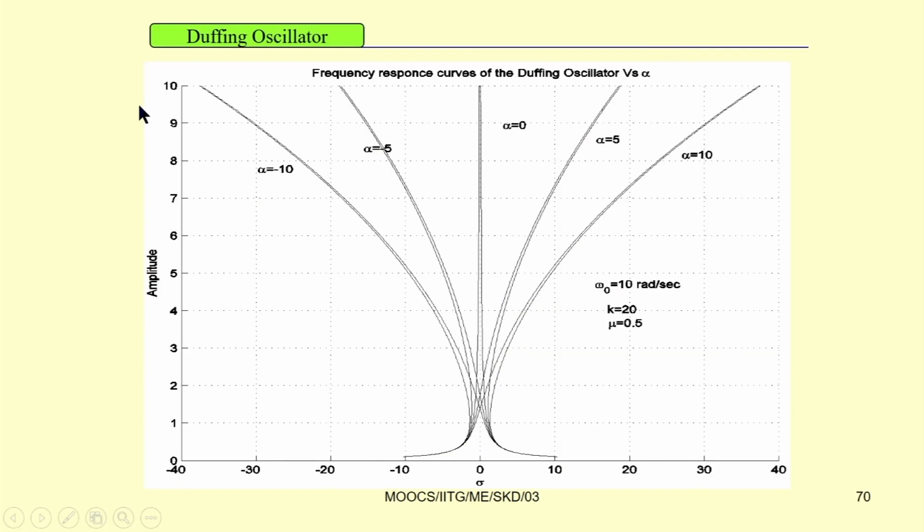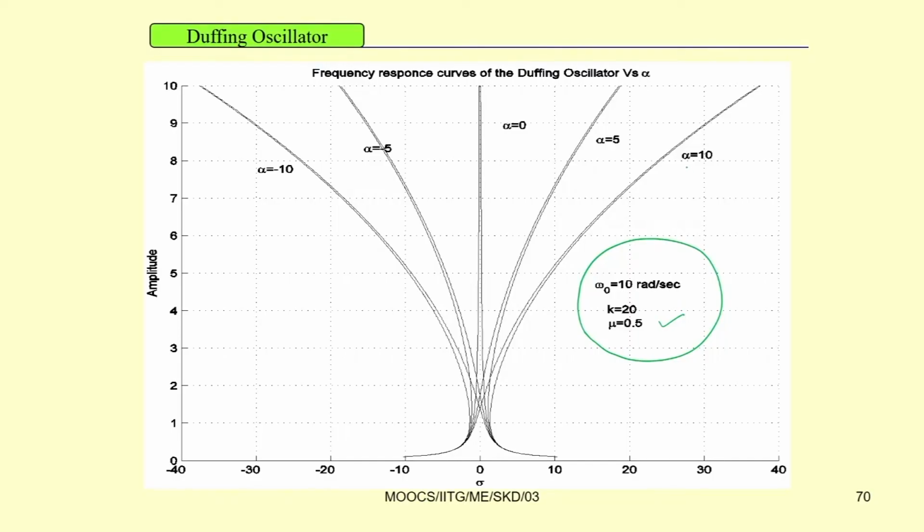Now, for a nonlinear system with cubic nonlinearity, taking the parameters omega 0 equal to 10 radian per second, k equal to 20 and mu equal to 0.5, that is damping equal to 0.5, you can plot this frequency response. Later we will know how to get this frequency response. We will find some closed form solution, and if you plot those closed form solutions, you can see the response of the system.